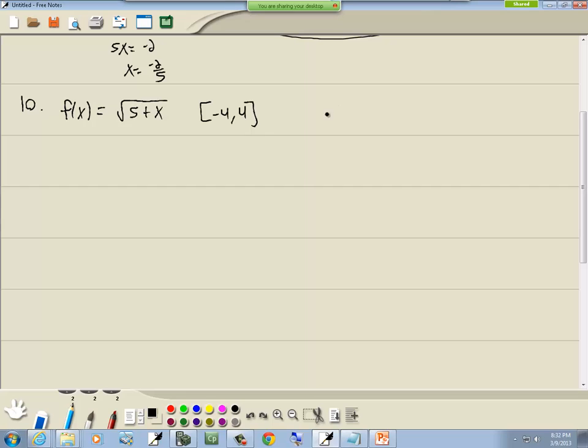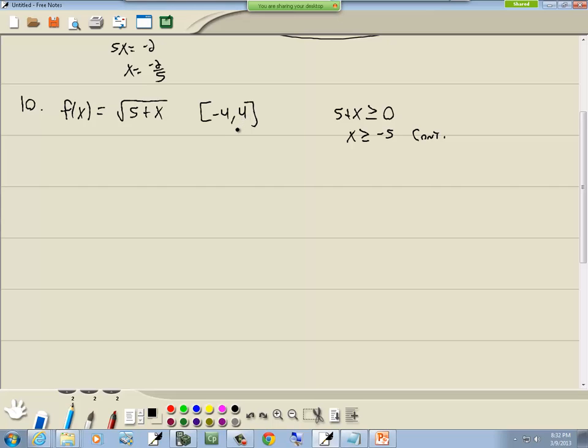Your domain, when you've got a square root, a radical with an even index, is you take what's underneath your radical, the 5 plus x, and you set it greater than or equal to 0. We just can't have a negative number in there. Take the 5 over, and we get x is greater than or equal to negative 5. Well, our interval is from negative 4 to 4, which is okay, because this is where it's continuous. So we're fine there. It's continuous everywhere.